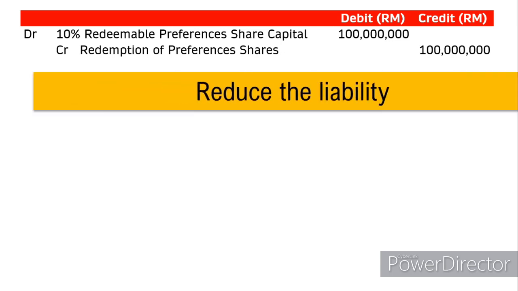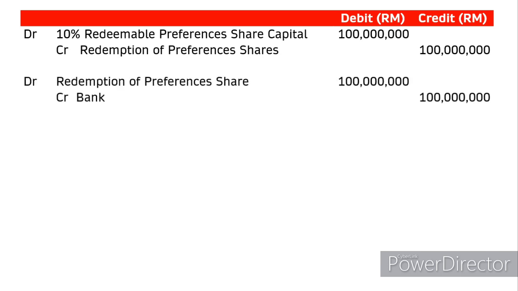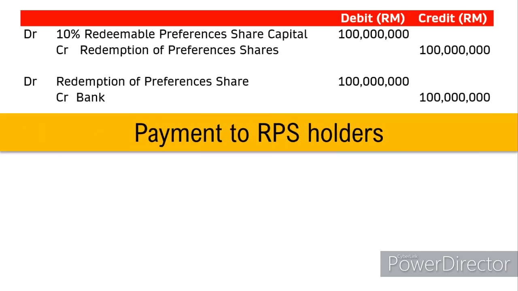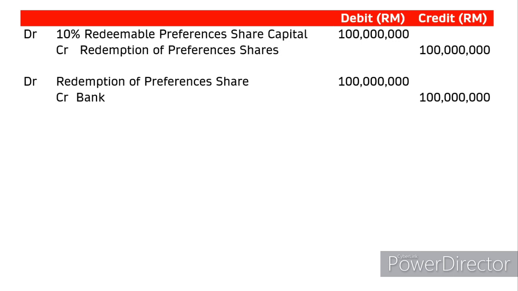Okay. Next is debit redemption of preference shares and credit bank. This transaction, because you credit your bank, it means that you have made some payments. So this transaction is actually to record the payment to redeemable preference shareholders.